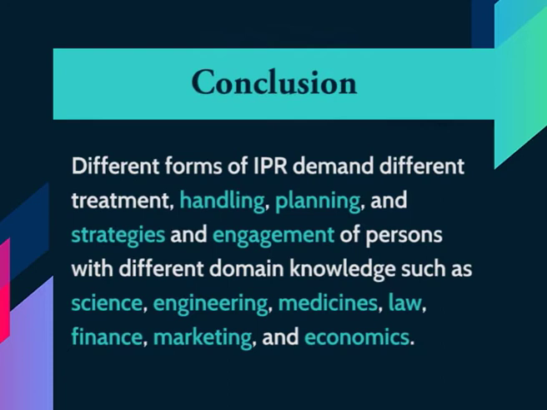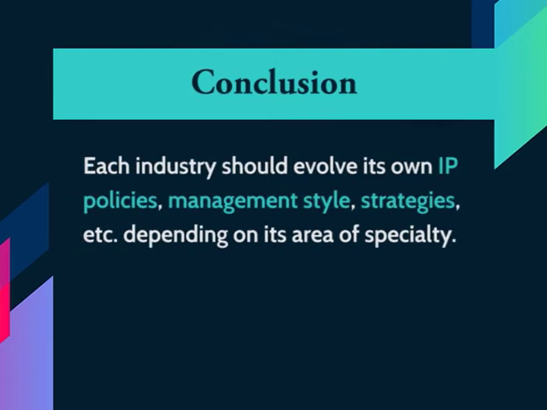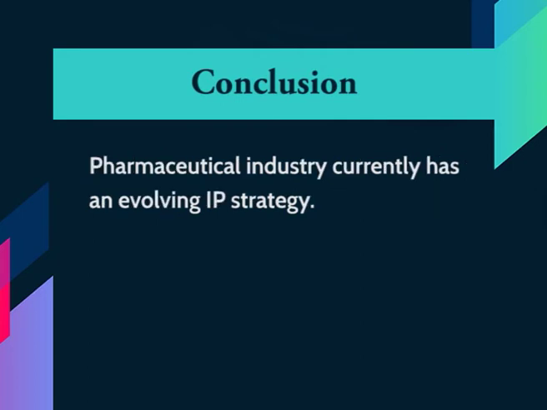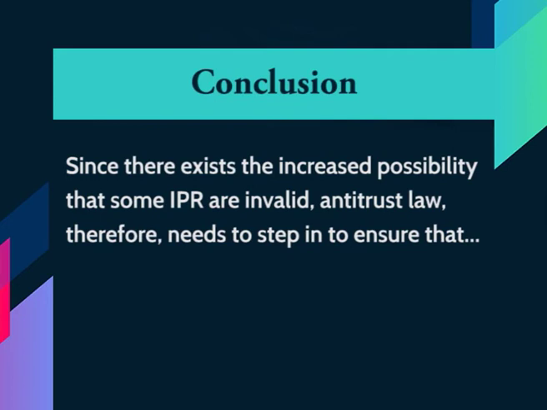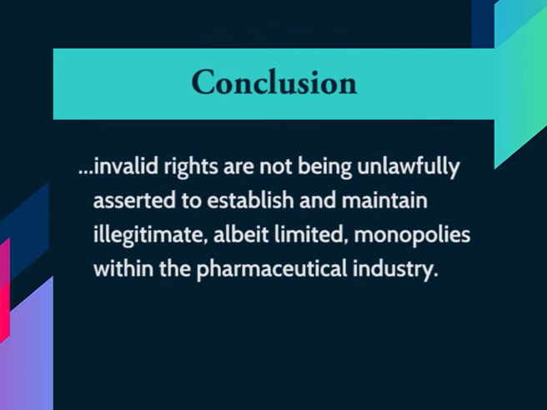Different forms of IPR demand different treatment. Handling, planning, strategies and engagement of persons with different domain knowledge such as science, engineering, medicine, law, finance, marketing and economics are needed. Each industry should evolve its own IP policies, management style, strategies, etc., depending on its area of specialty. The pharmaceutical industry currently has an evolving IP strategy. Since there exists an increased possibility that some IPRs are invalid, antitrust law therefore needs to step in to ensure that invalid rights are not being unlawfully asserted to establish and maintain illegitimate and unlimited monopolies within the pharmaceutical industry.